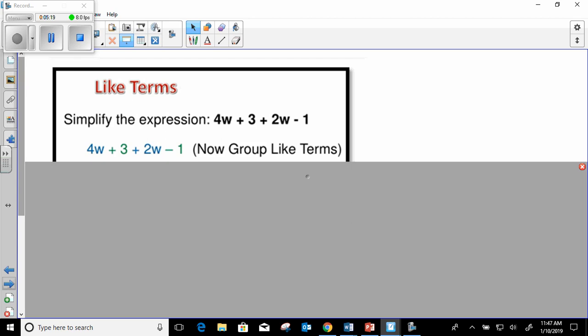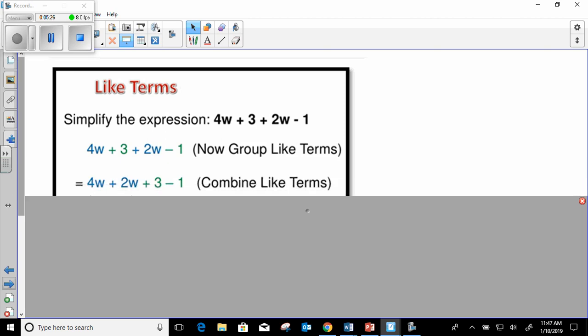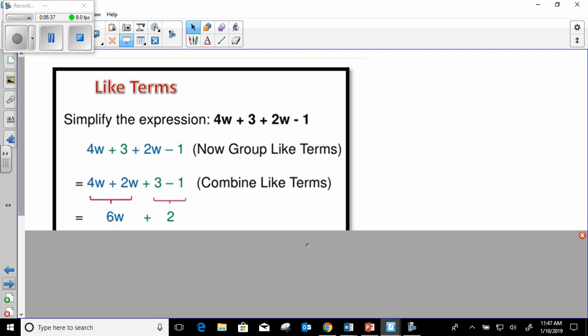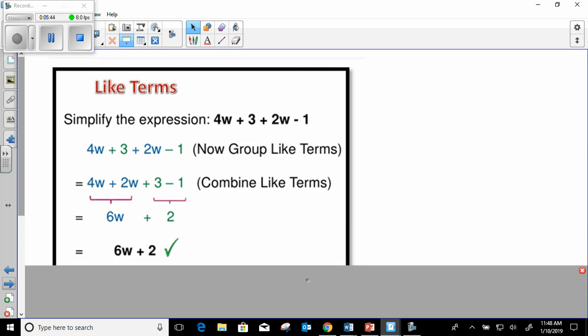We're going to now group the like terms. So notice that the W's are in blue and my numbers are in green. On the next line, we're going to combine our 4W plus our 2W and then our 3 minus the 1. Notice that the 4W and the 2W equals 6W plus 2. And that is your answer. That's all you can do right now because you do not know what the W equals.